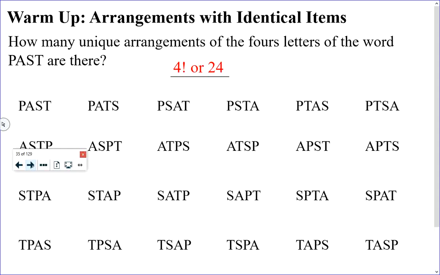And I decided to list them all. You don't have them listed in your handout, but if you look up here, there they are. I got a lot of time on my hands, apparently. So those are all of the arrangements. Past, pats, sat, sta, tas. You can't pronounce them, but they're arrangements. They're not words. They're arrangements. And spat, tas, taps, they're all there.